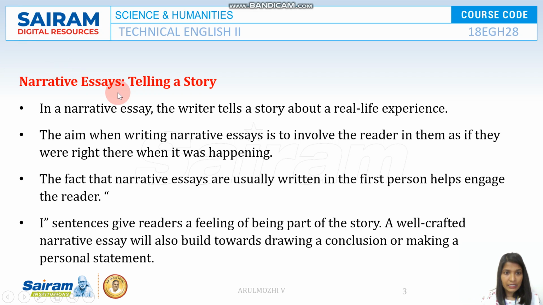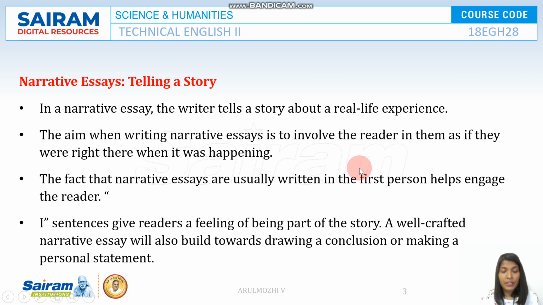First one is the narrative essay. What is this narrative essay? A narrative essay tells a story. A narrative essay usually tells a story about real life. Okay, most of the times it is said in the first person perspective.